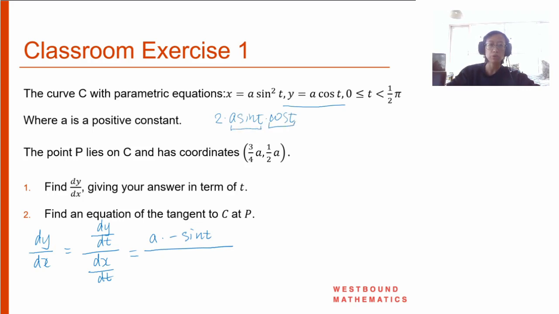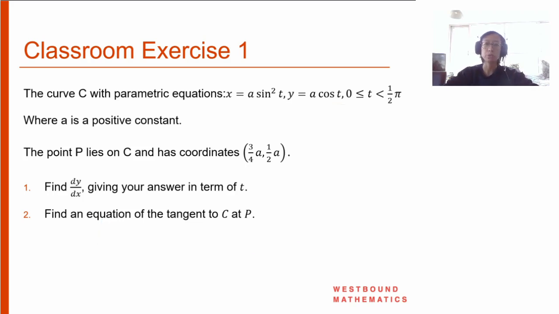It's very important to note here that sine t is the first function and sine t squared is the second function, so we're working with a composite function here. So my denominator is 2a times sine t times cos t. I can cancel out the a from the numerator and the denominator, and I can also cancel out the sine t, leaving us with minus 1 over 2 times cos t. So that's the solution to part 1 of the question.